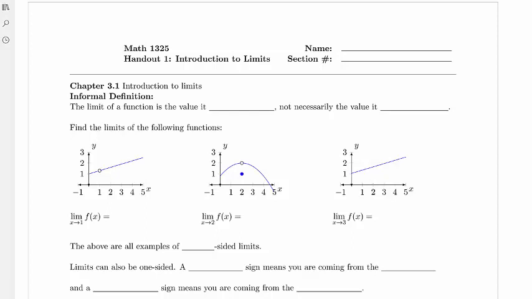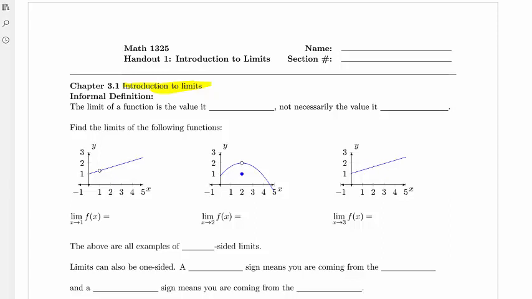So with that being said, let's go ahead and get into this. We're going to be discussing the limits, and we're going to have an introduction to limits. This is going to be very important as we move forward, as we get into derivatives and other mathematical tools.